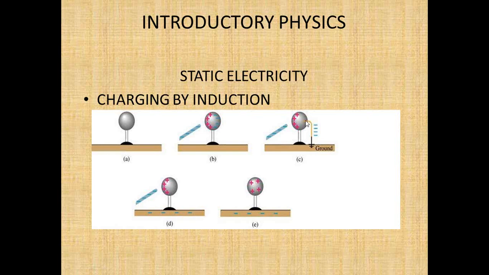So we remove the electrons by a process we call grounding. We remove the excess electrons, and then we remove the charged negative rod. Then the protons are evenly distributed on the surface of the sphere. So this is charging by induction. We didn't touch anything. We didn't use the charged object to touch the sphere.